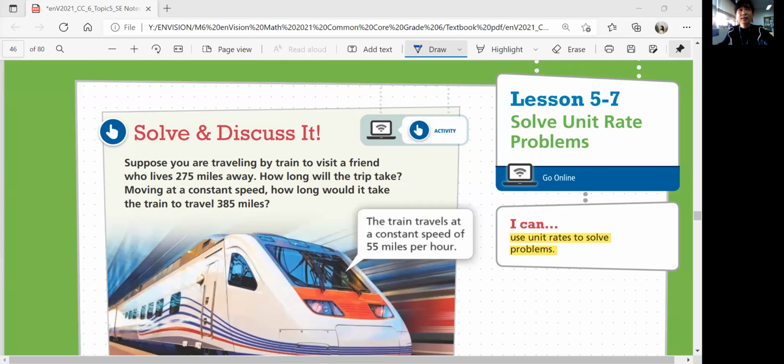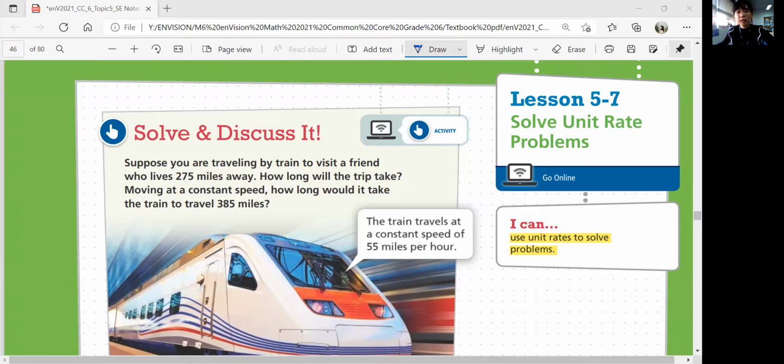Hi, this is Math 6, Lesson 5-7. In this lesson, we'll be able to use unit rates to solve problems. It's all about solving unit rate problems. Let's look at solve and discuss it.